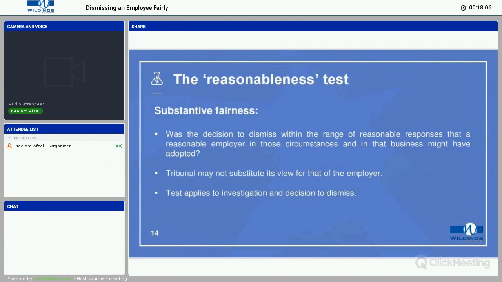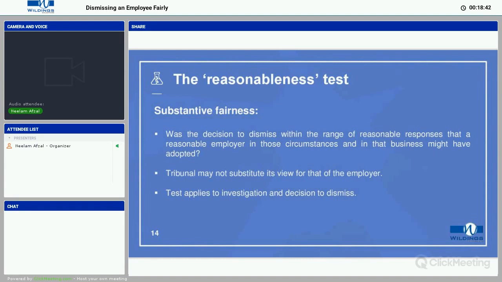Now, the test applies to both the decision to dismiss and also to the investigation which leads to that decision. So this means that the issue for the tribunal is not whether they would have investigated things differently, but whether the investigation itself was within the range of reasonable investigations that a reasonable employer would have carried out. So they look at the main part, the decision itself, but also then the investigation. And in particular, the tribunal must assess the reasonableness of the employer's conduct, not the level of injustice to the employee.